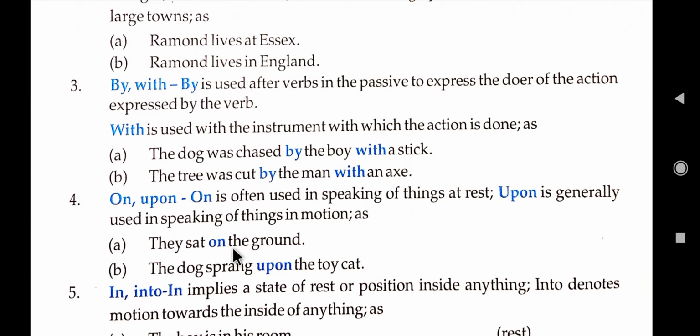They sat on the ground. We know that the ground is stable, it's not moving, it is in a rest position, so we use on. The dog sprang upon the toy cart. So we know that the toy cart is also moving and the dog is also moving, so we use the preposition upon.